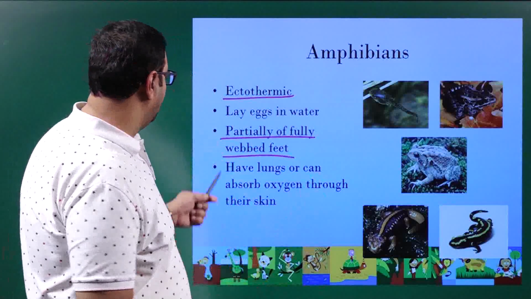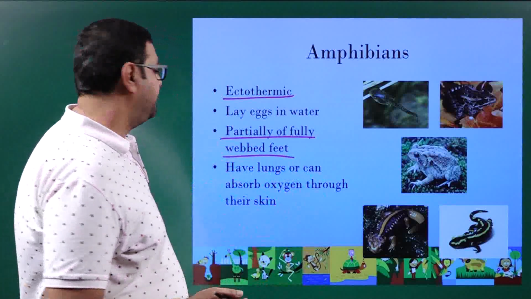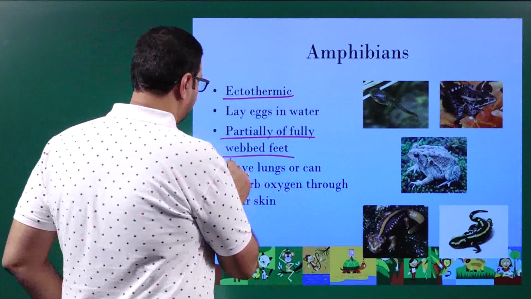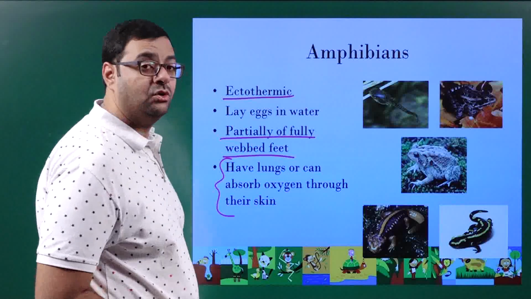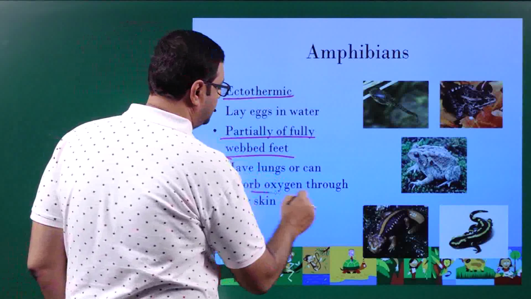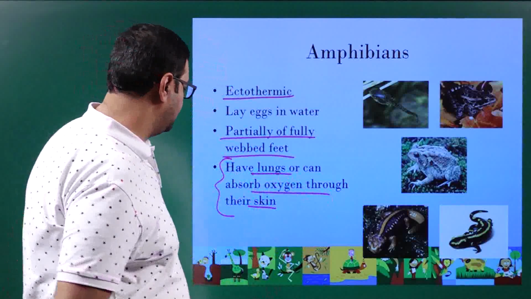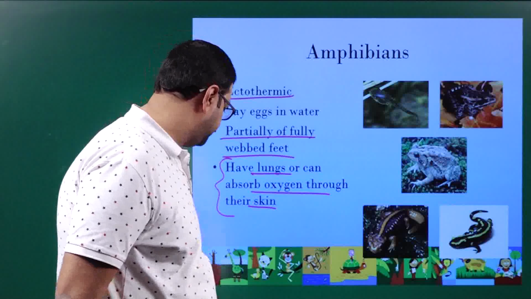Okay, then they have lungs or can absorb oxygen through their skin as well. So that's why they are called amphibians. They can survive both on land and also in water. Why? Because they can absorb oxygen through their skin and also they have lungs. Okay, so it's a dual adaptation.